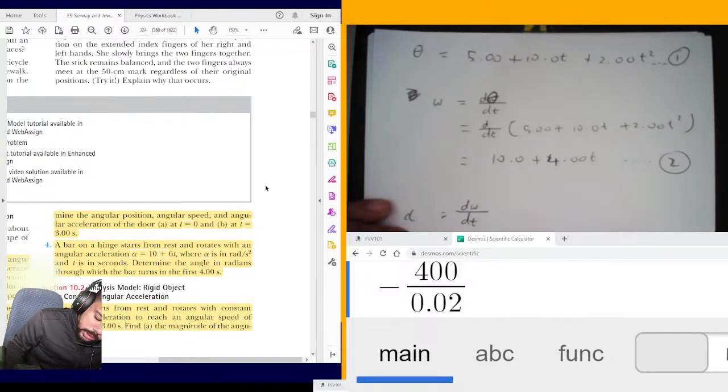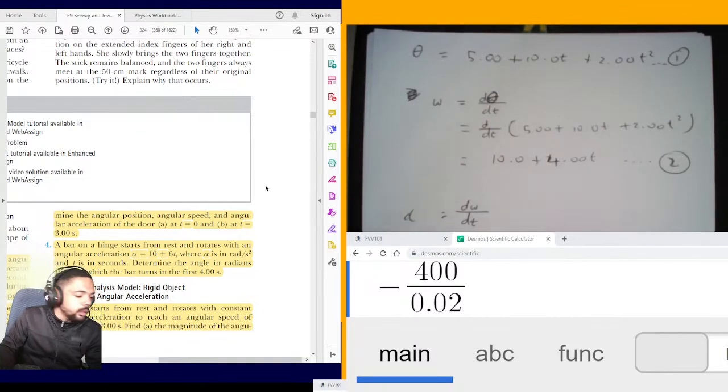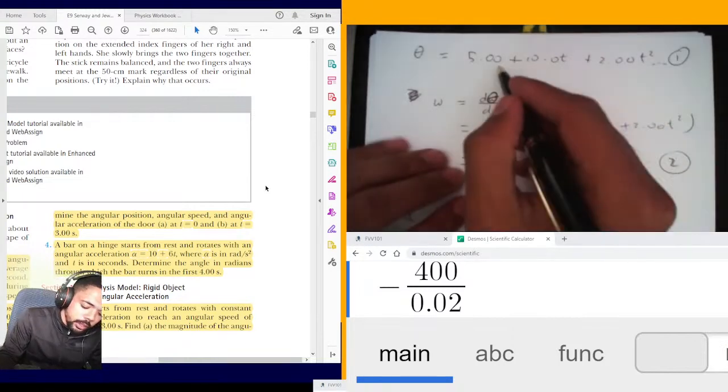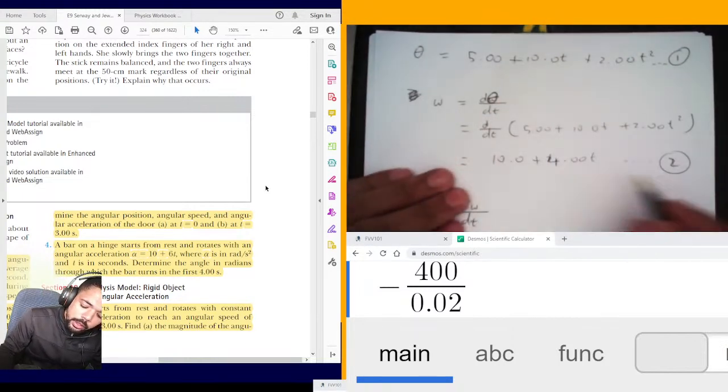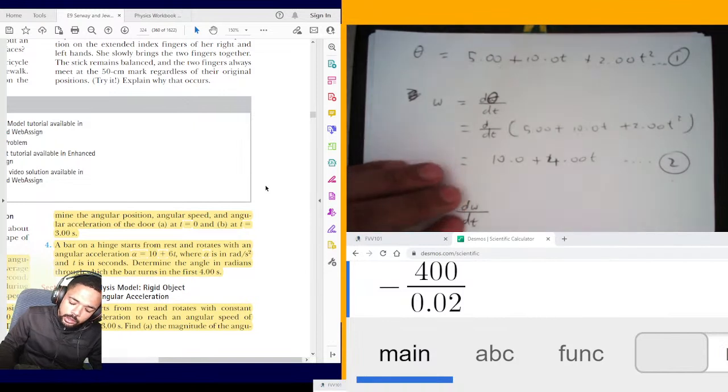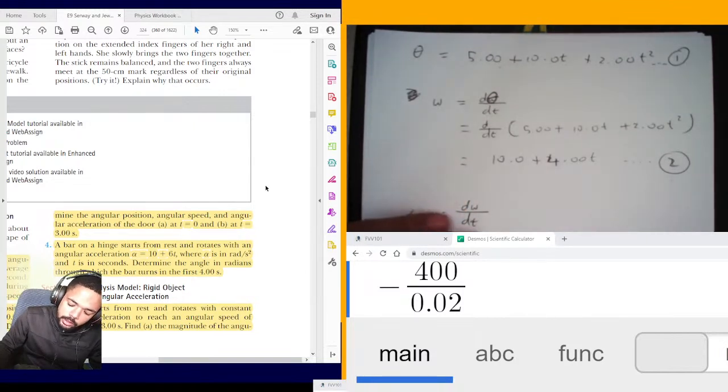That is going to be 0, that is going to be 4. So the angular acceleration is constant at 4 rads per second squared. Now you have a formula for the angular position, a formula for the angular velocity, and a formula for the angular acceleration.